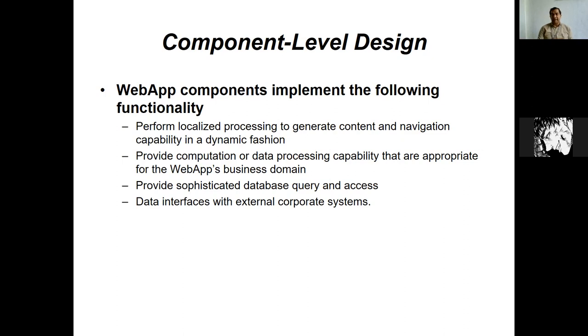The first component, if you want to write it for better understanding, you can write it as local processing logic for content generation, and you can add navigation capabilities. Is it clear? The second is to provide computation or data processing ability that is appropriate for the web application's business domain. All our functions and all our data are mapped onto the business of the application for which we are creating the project. Am I clear? So we need to provide computation, and we need to provide automated support.